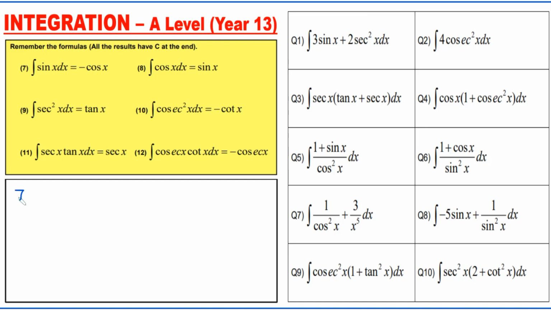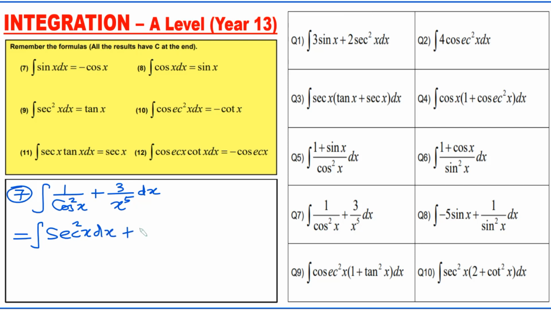So question number 7, integrating 1 over cos squared x plus 3 over x to the power 5 dx. When you are doing an integration, all your formulas need to be remembered. So this 1 over cos squared you can write as sec squared x dx plus 3 constant outside, x to the power minus 5 dx. Now I have written the question in such a way which is familiar to me. So now the question type is familiar.